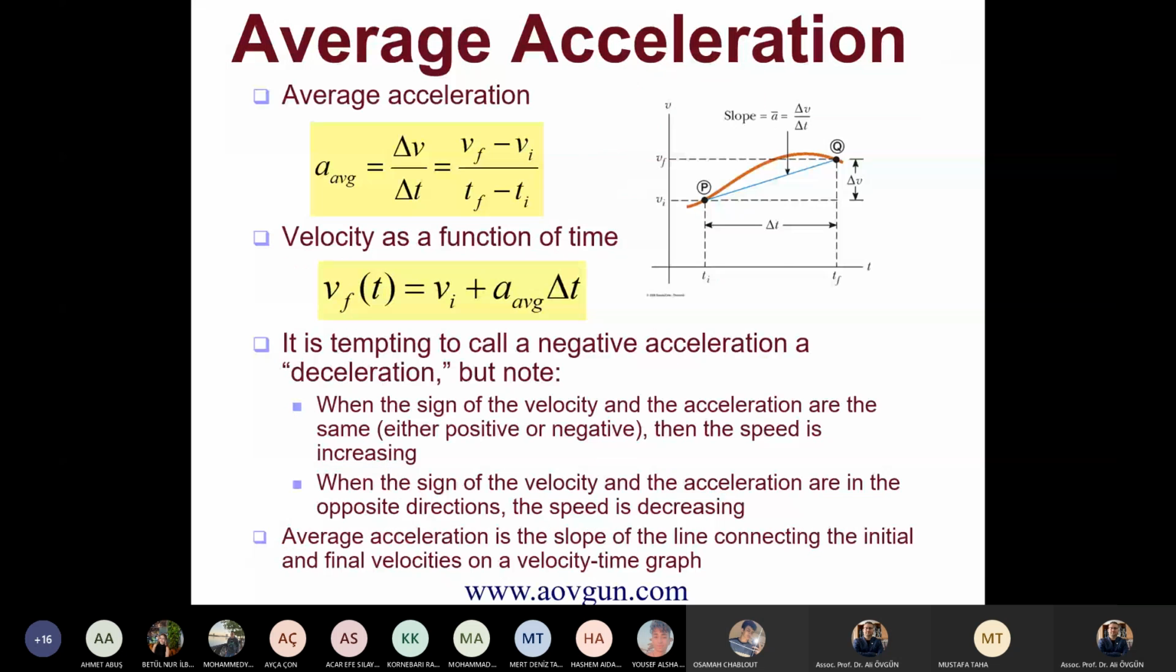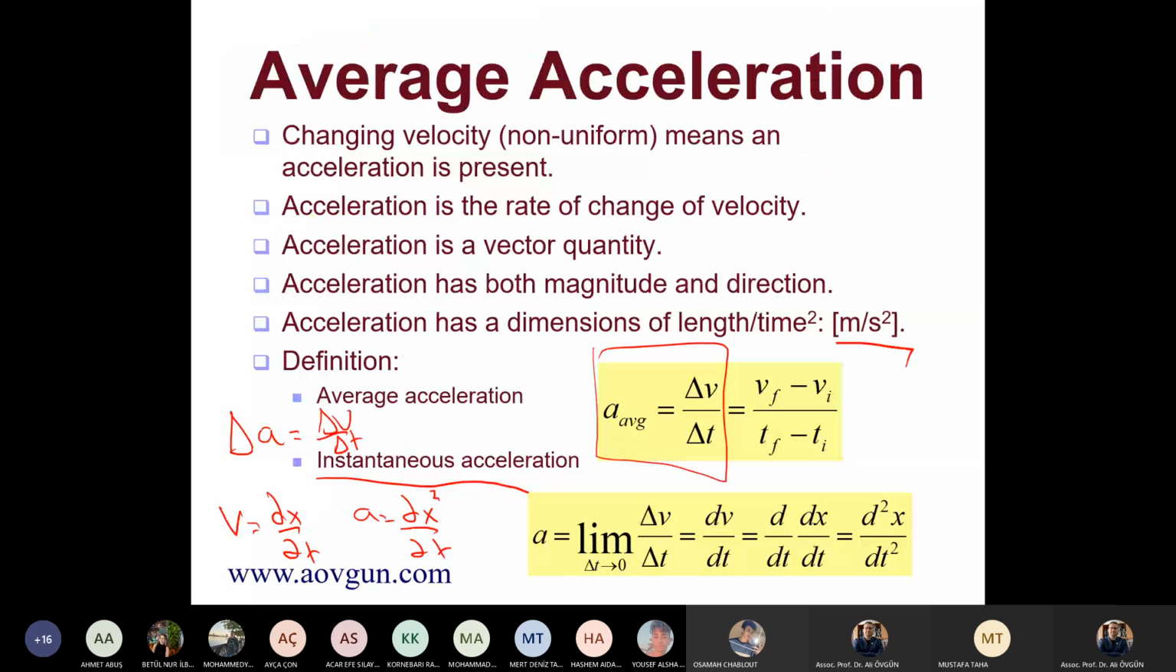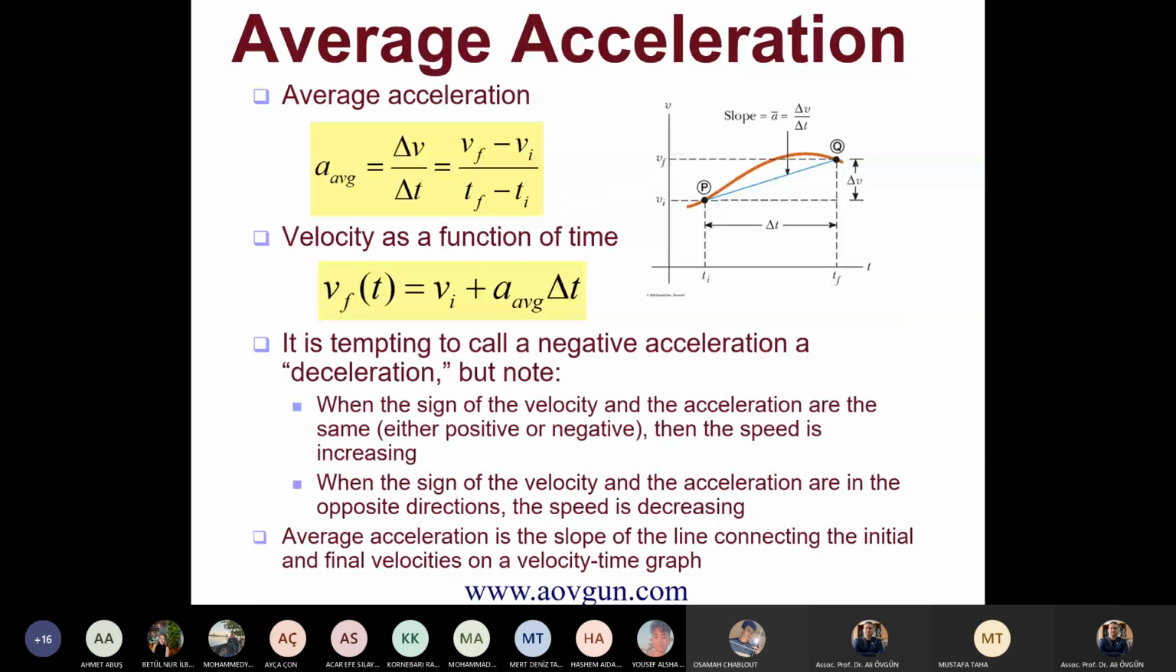And average acceleration you can also see in this plot. If there is a uniform acceleration, how can you find the velocity? Final velocity will be equal to initial velocity plus acceleration times delta t.